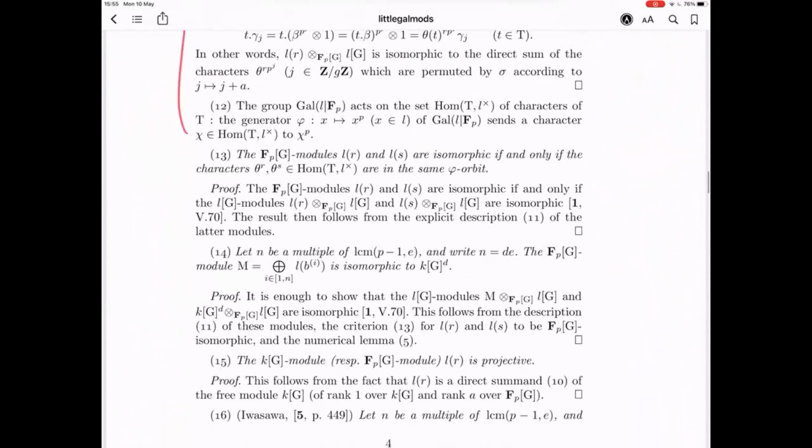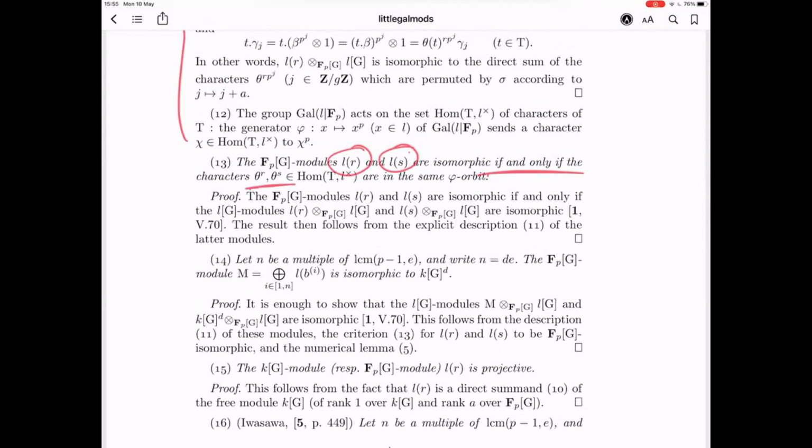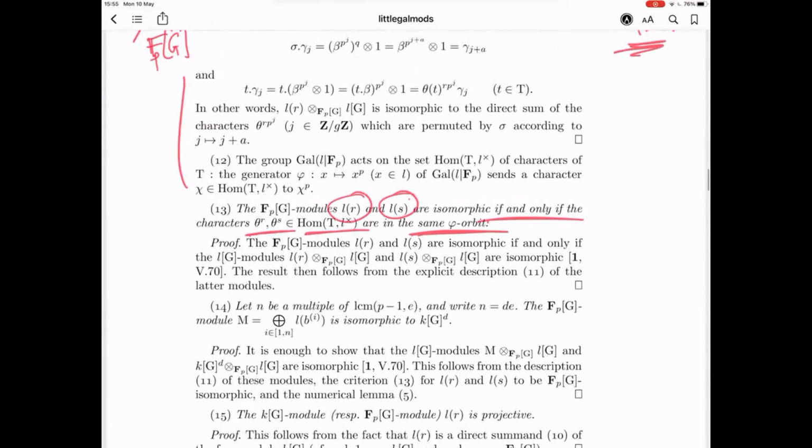And then we have these FpG modules LR and LS, right? The point is that they are isomorphic if and only if theta to the power R and theta to the power S as characters of T are in the same phi orbit. So what is this phi now? This phi is the generator of the Galois group of L over Fp. This is generated by phi. So this Galois group, this phi, let's just call it phi.